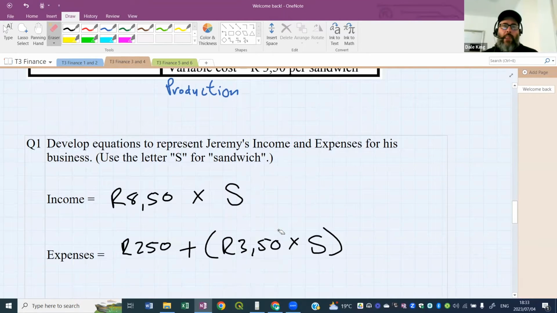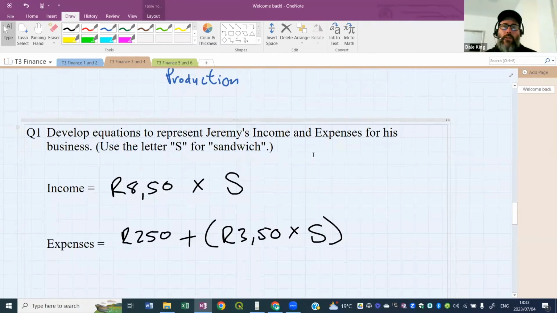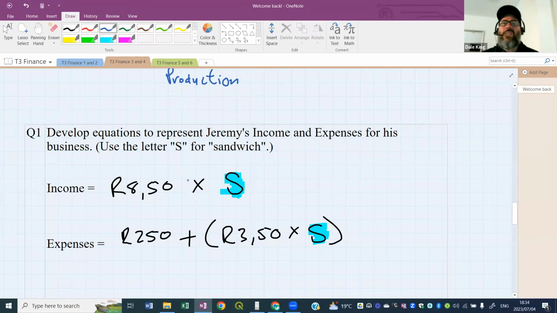Now, I've marked a lot of MathLit exams where students struggle with writing these equations. Absolutely normal to use math kind of language to express a statement mathematically. It's not easy. My biggest hint for you is to find a letter to use for the items, the products. And here we can see we use the letter S for the sandwiches. All right. And for the income one, it's easy. You only have one type of income. It's the income from selling a sandwich. So this is the selling price here.